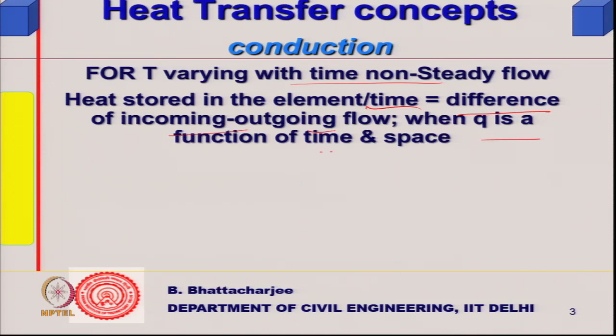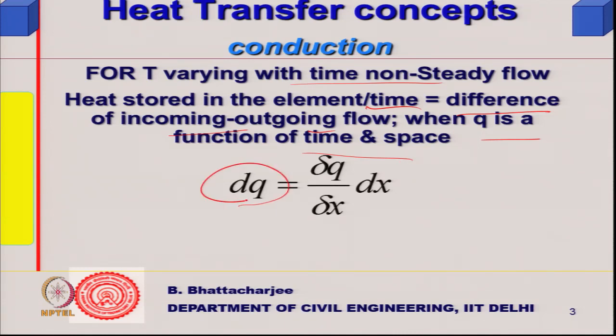So, heat stored in the element per unit time is the difference in incoming minus outgoing flow, when Q is a function of time and space. So, one can write it with a partial derivative, because now it is time and space. That is why I am writing in terms of partial derivative. Q is a function of time as well as space, because it is unsteady state. It is changing with time as well, and it might vary with space also.